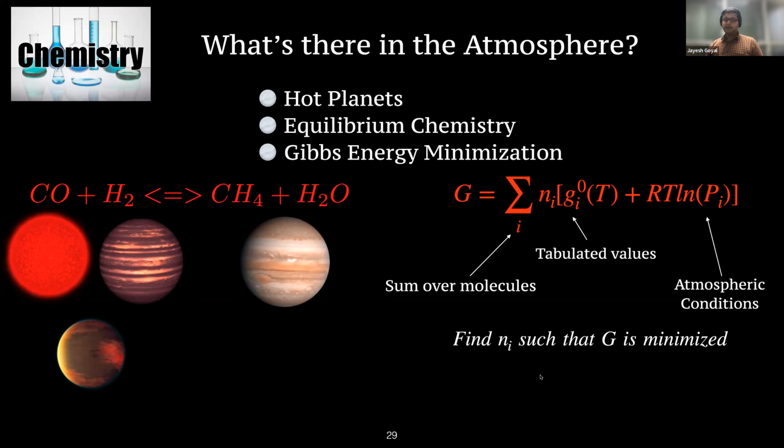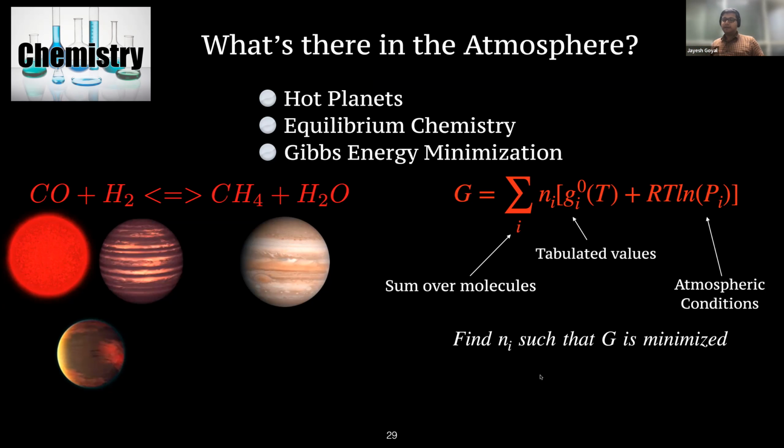So here there are some chemistry mechanisms or techniques that we can use. Especially, as I said, hot Jupiters and warm Neptunes are the best targets currently for atmospheric studies. So how do you compute the chemistry of the planet's atmosphere? There is something we can use called equilibrium chemistry.